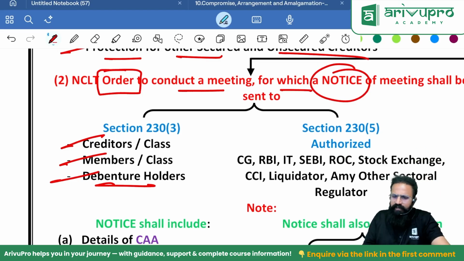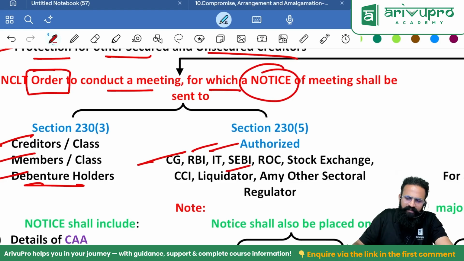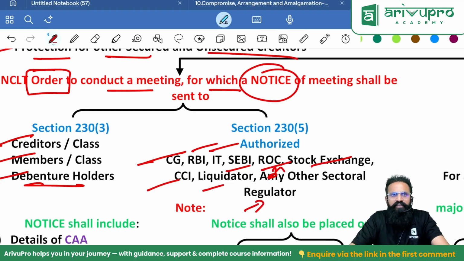Sir, we will also send a notice to the central government, RBI, IT, SEBI, ROC, Stock Exchange, Competition Commission of India, liquidator, any other sectoral regulator as per the industry that company is working in. If it is an insurance company, IRDA.